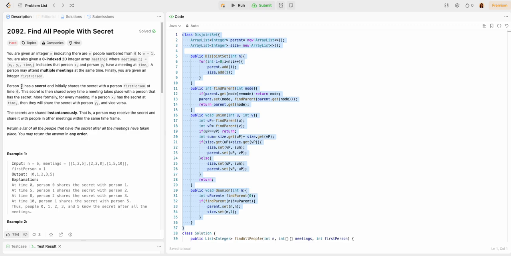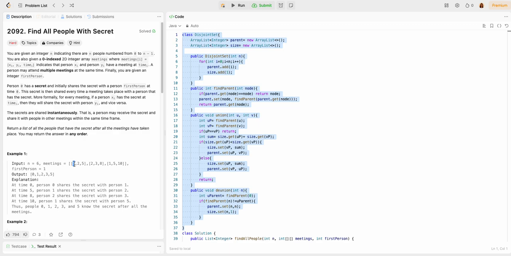What it is saying is that person 0 has the secret, and this person 0 will share the secret with the first person. The first person can be anyone, it could be 1, 2, 3, anyone. So at time zero, there are two people who know the secret, person 0 and the first person. Now, what we are asked to do is that we are given a meetings array, and in here there is a time that is given to us, and two people who will have a meeting at this time, and during their meeting they will share the secrets with each other.